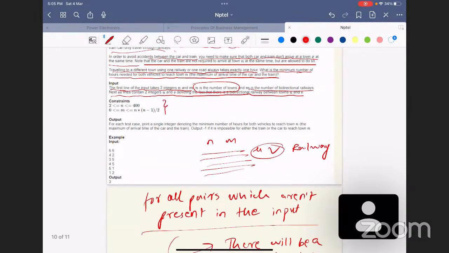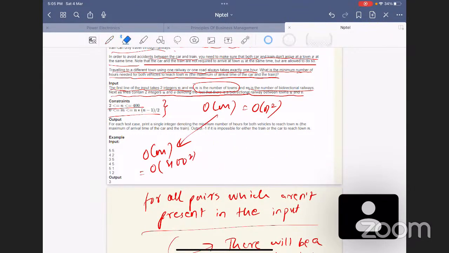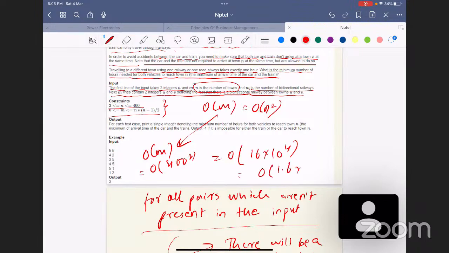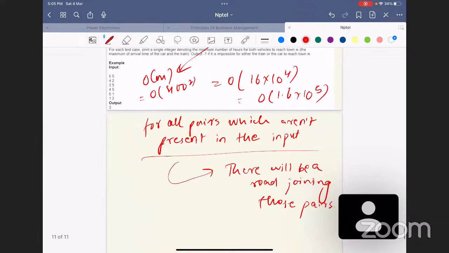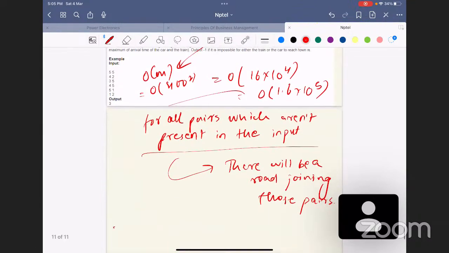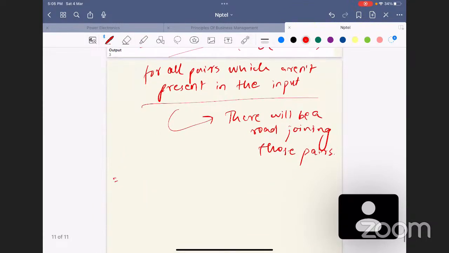Now constraints are quite simple. N is still 400, and the order of M is order of N square. That means order of M is order of 400 square, which is equal to order of 16 into 10 power 4, which is order of 1.6 into 10 power 5.